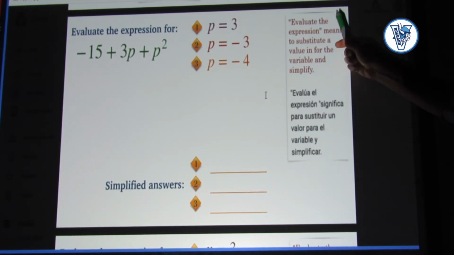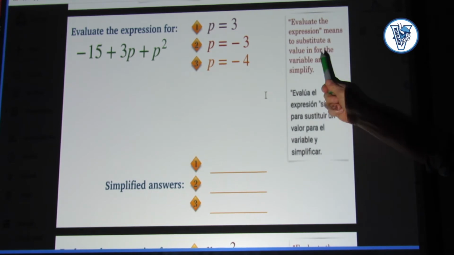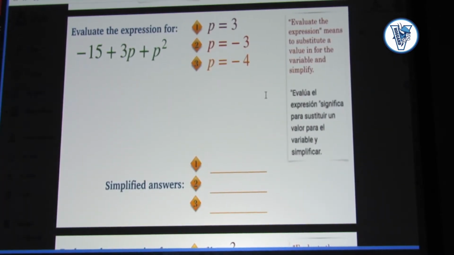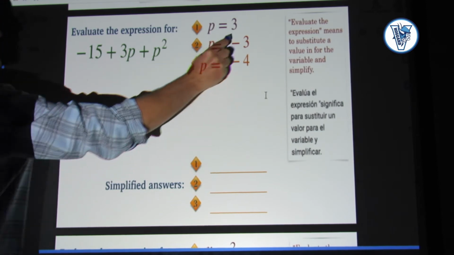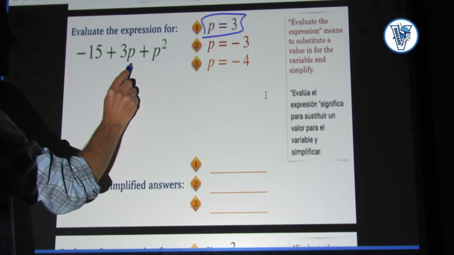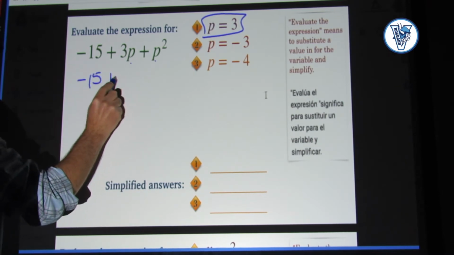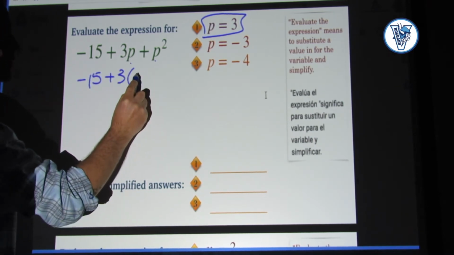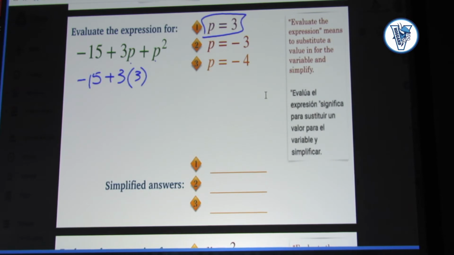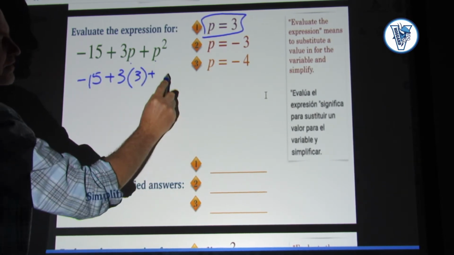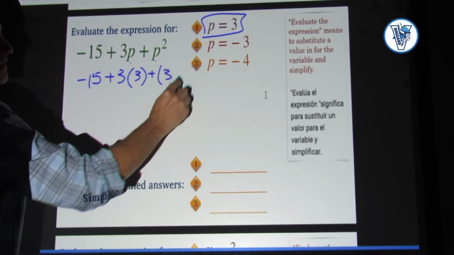So again, evaluating the expression means to substitute a value in for the variable and simplify. Using those parentheses will always be handy, so I'm going to do that every single time. So I need a 3. I'm going to do this one first. I need a 3 in here, and I need a 3 in here. Simple. Just substitute that in. Put it in parentheses and change the letter to the value they gave.